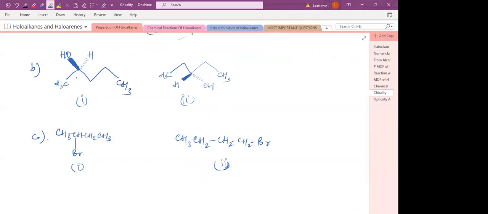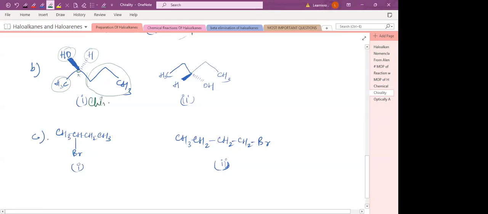Second, tell me, Muniba, which option is chiral, first or second? The first one. Yeah, very good. The first one is chiral, as this carbon is the chiral carbon. This is your methyl group, this is the hydroxyl, this is your group, and this is your another group.